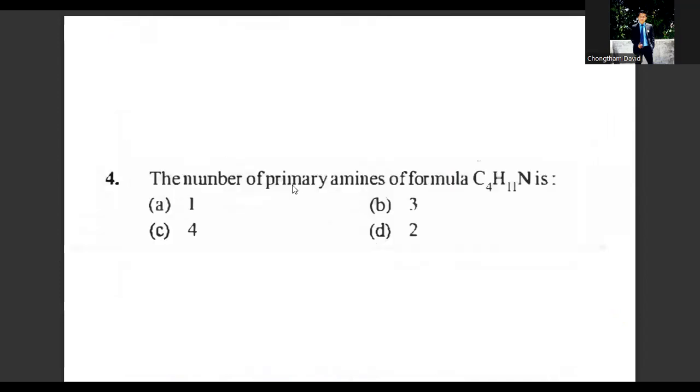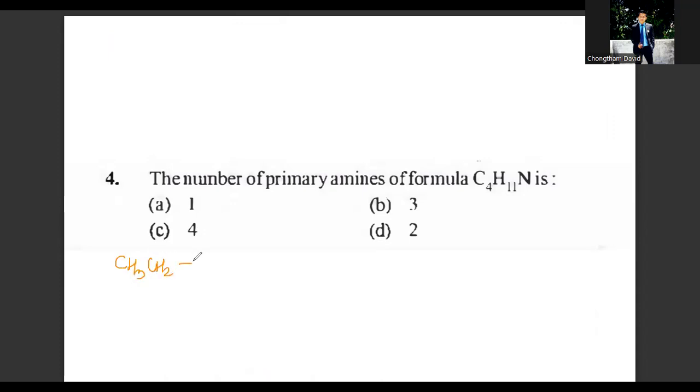Question number 4. The number of primary amines of formula C4H11N will be 1, 3, 4, 2. Different types of numbers are given here. What will be the correct answer for this question? Question number 4. Remember, primary amines have NH2 group in their structure. Four primary amines are possible for this formula C4H11N. So if you can draw the structure, it would be helpful.